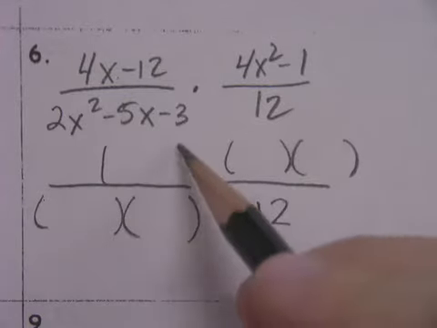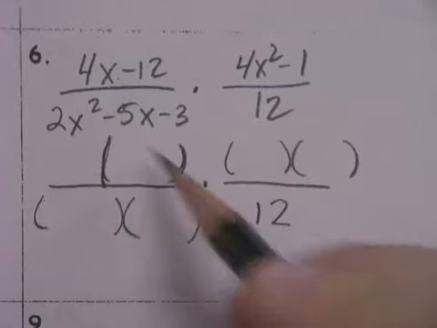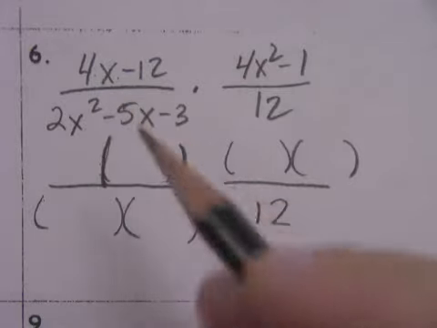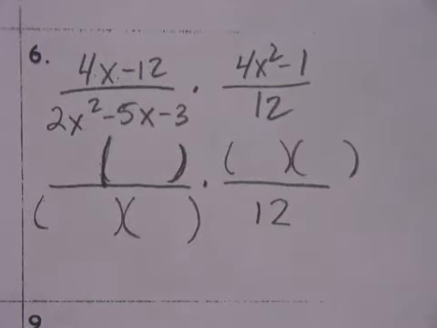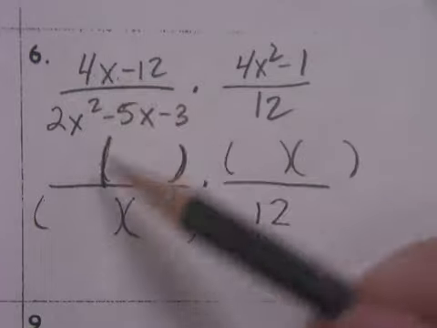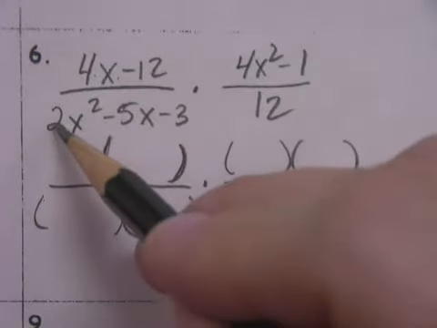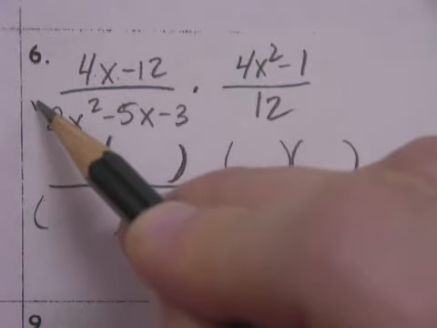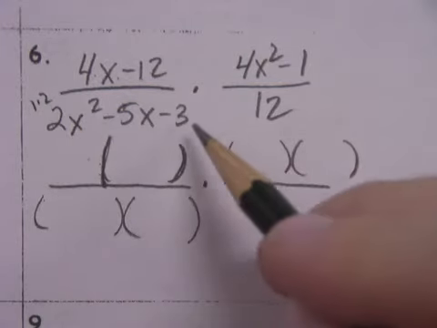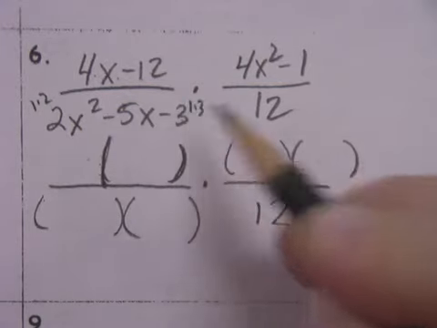This numerator, now let me ask you a question. What does 4 and 12 have in common? Isn't that a 4? So that's pretty straightforward. So you're going to factor out a 4 here, and this is a front seat, back seat problem. Your front seat passengers are going to be 1 and 2, and your back seat passengers are 1 and 3.